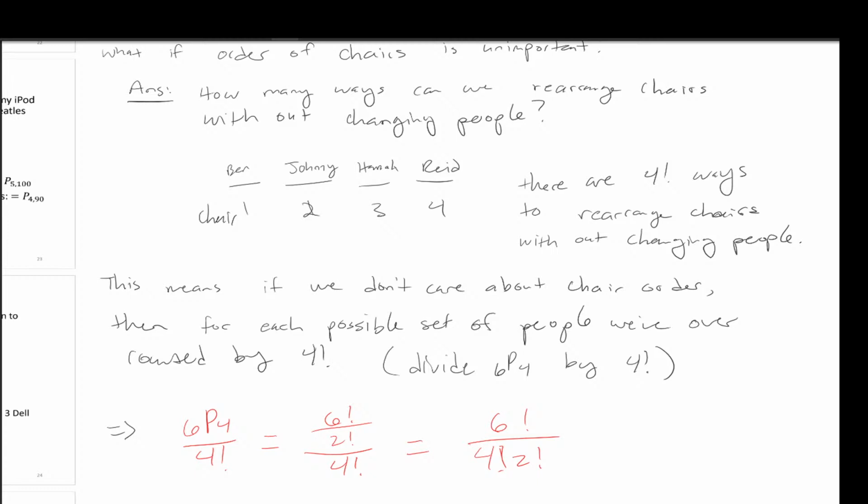All right, because Ben could be any of the 4 chairs, and for each of those 4 possibilities, there are 3 options for Johnny's chair, etc. So it's like 4 times 3 times 2 times 1.